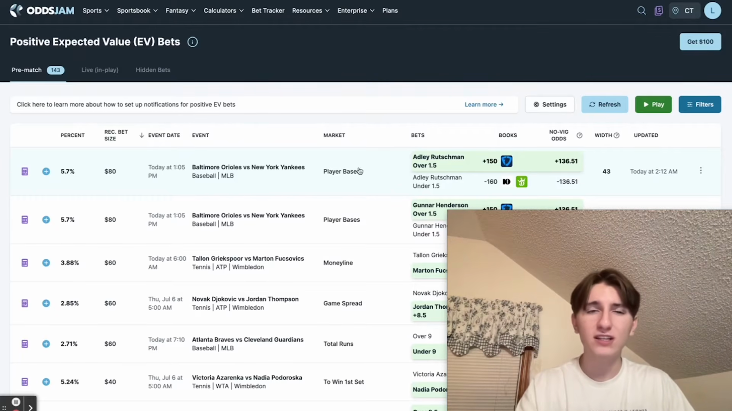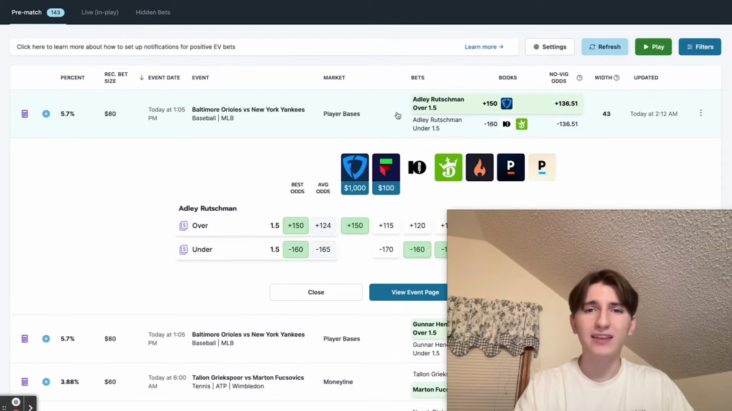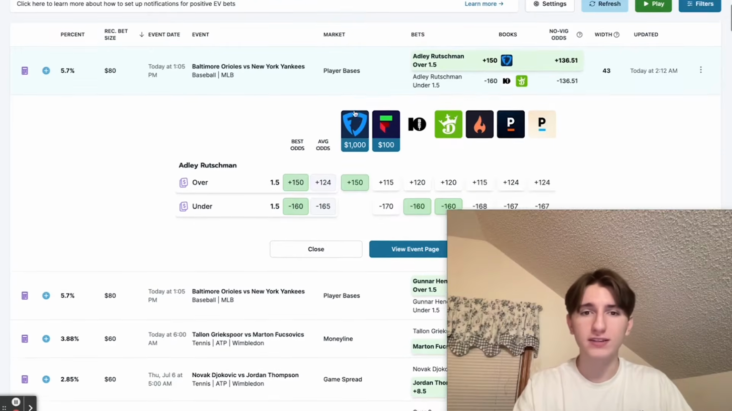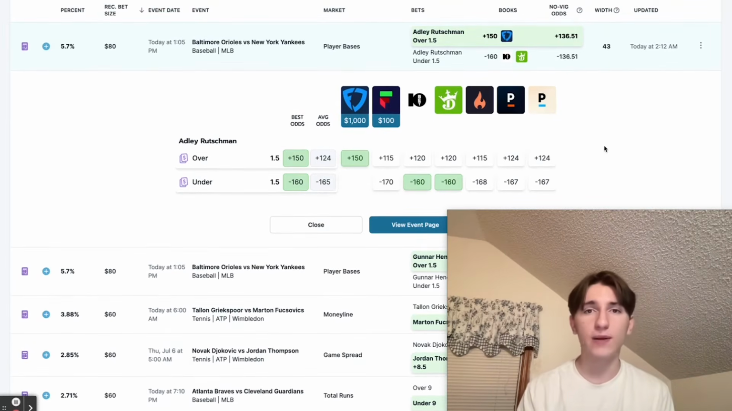For example, take a look at this Orioles versus Yankees bet for tomorrow. OddsJam recommends that we bet Adley Rutschman over 1.5 total bases. You can see FanDuel's paying out plus 150, whereas every other book is around plus 115 or plus 120. That's a huge discrepancy in the market right there, because FanDuel is paying out way more than any other book is. And because of that discrepancy, this is a mathematically profitable bet.